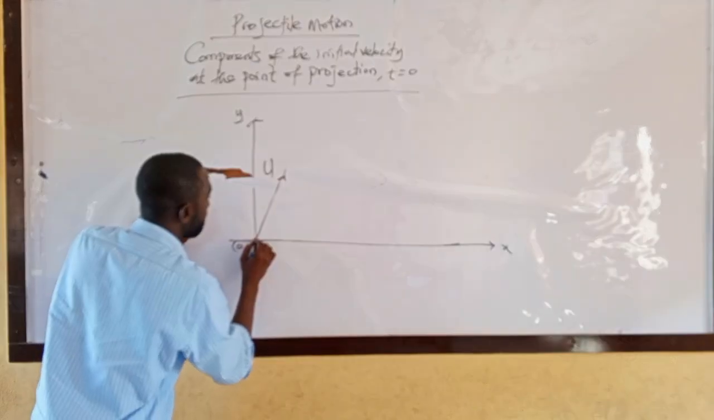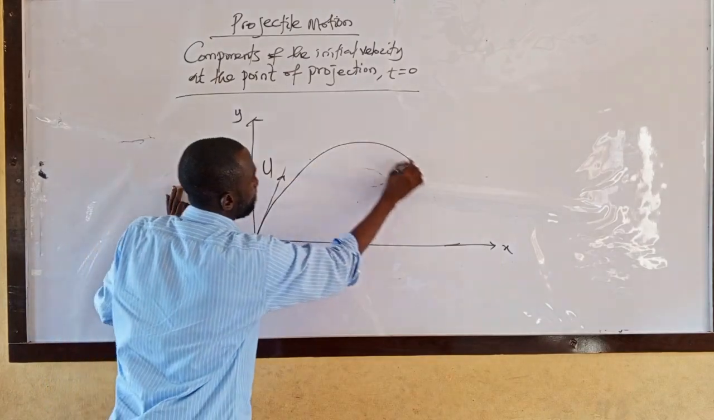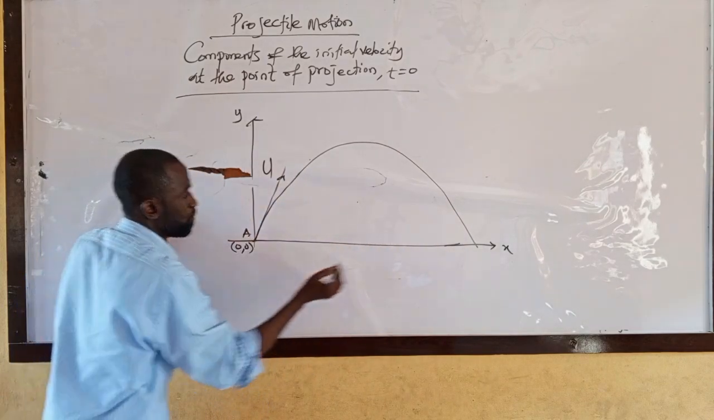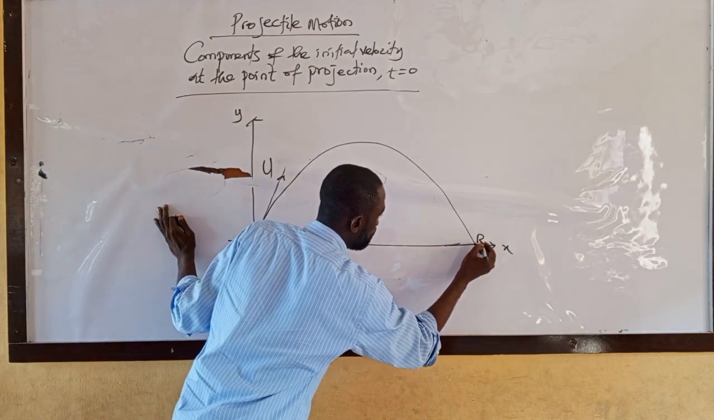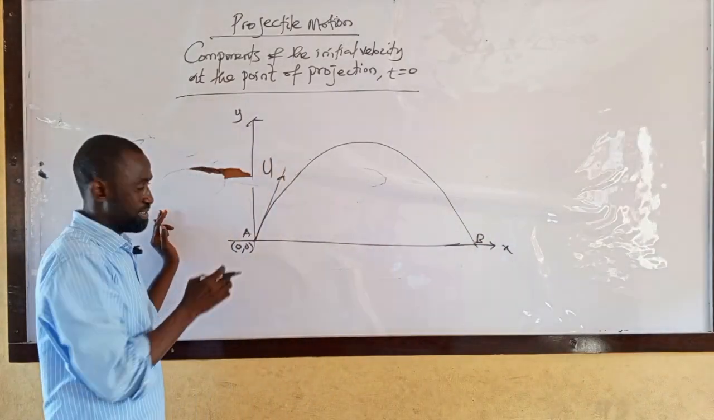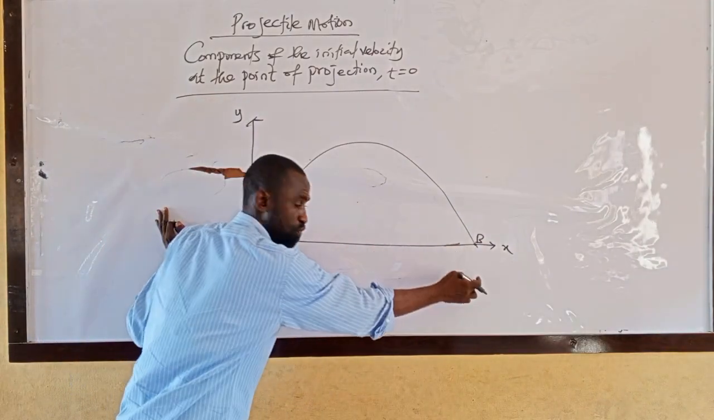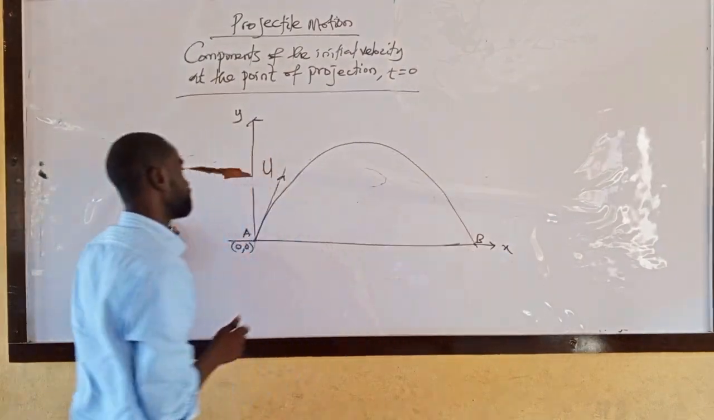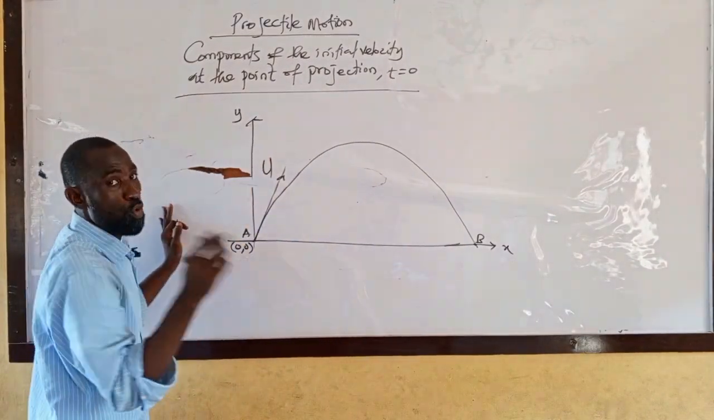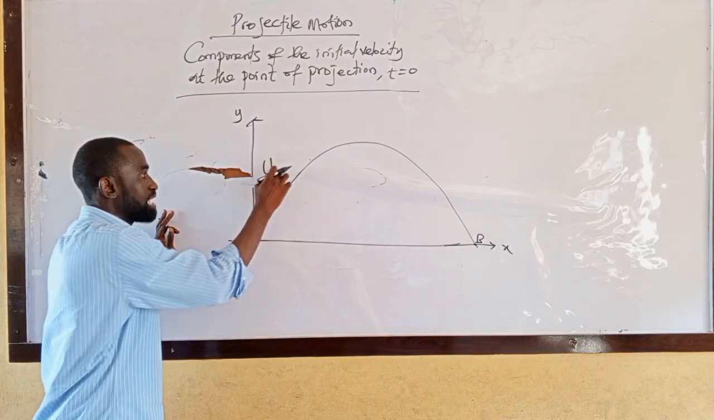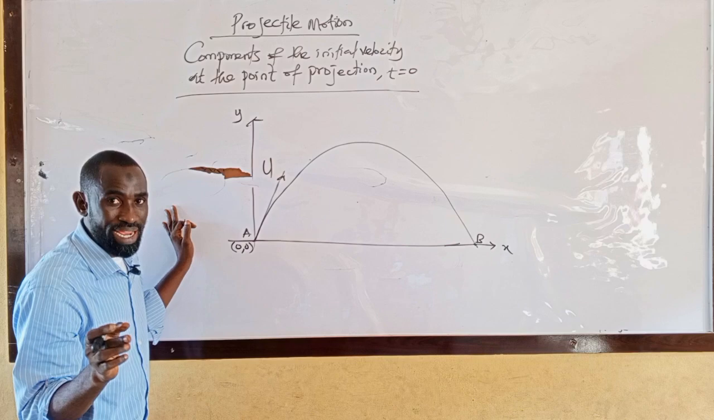So when we go like this and come back to this point, we call it point B. It goes from point A to point B. This is ground to ground motion. Are you with me? Now, the body will have two components of initial velocity that we call the horizontal component and the vertical component.